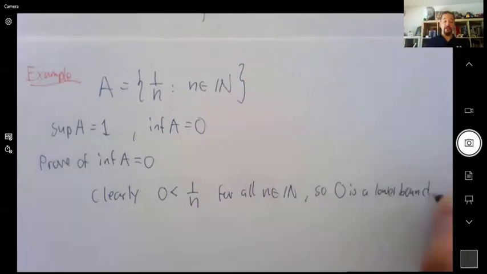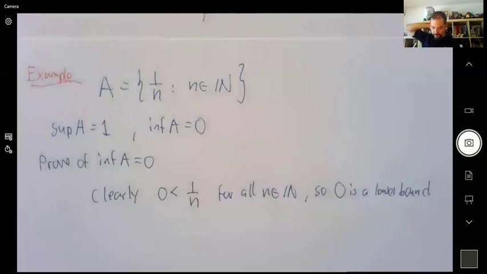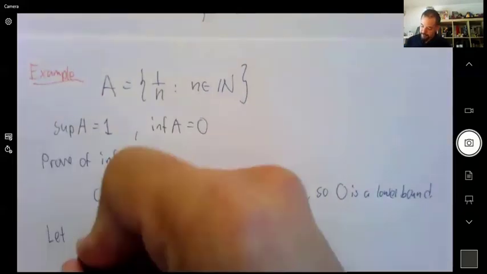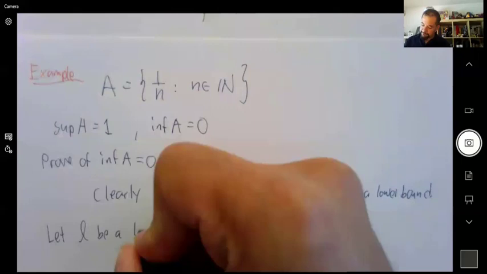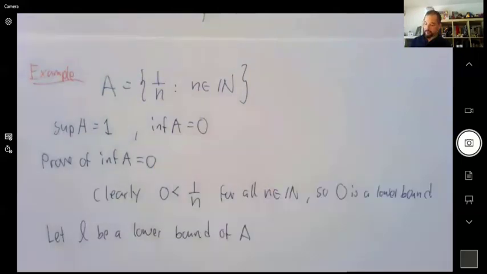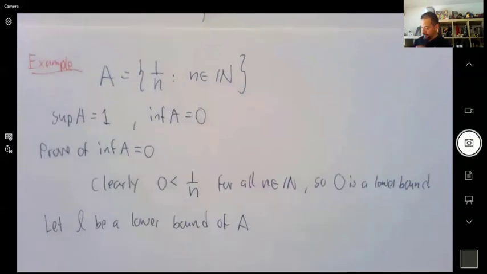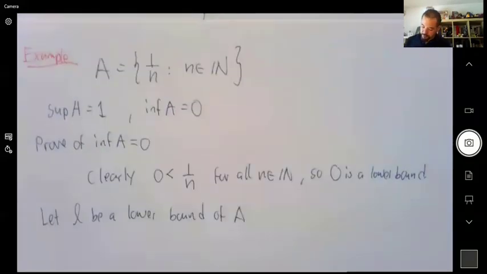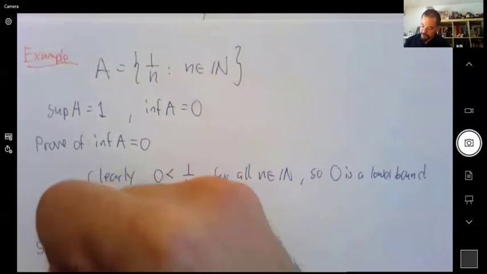And then the next thing that I need to show is that it is the greatest of the lower bounds, right? The maximum of all the lower bounds. We need to argue that, right? So now pick another lower bound. Let L be a lower bound of A. So pick an arbitrary lower bound of A. And I want to show that L is smaller than or equal to 0. So let's suppose not. Suppose L is greater than 0.